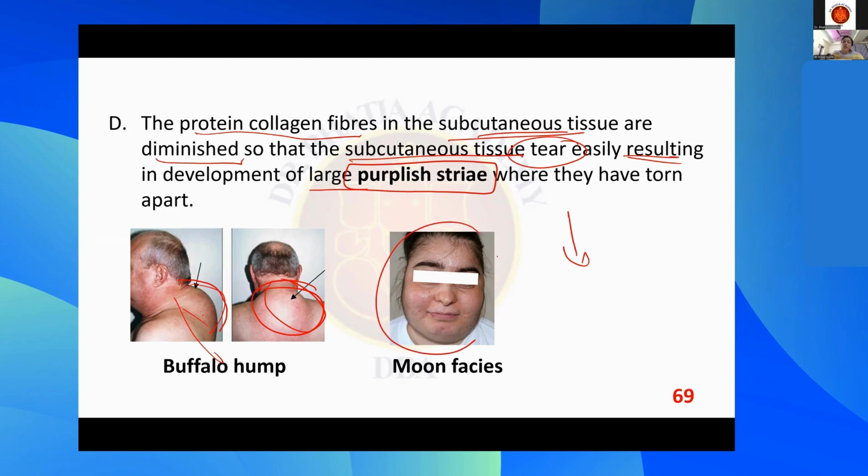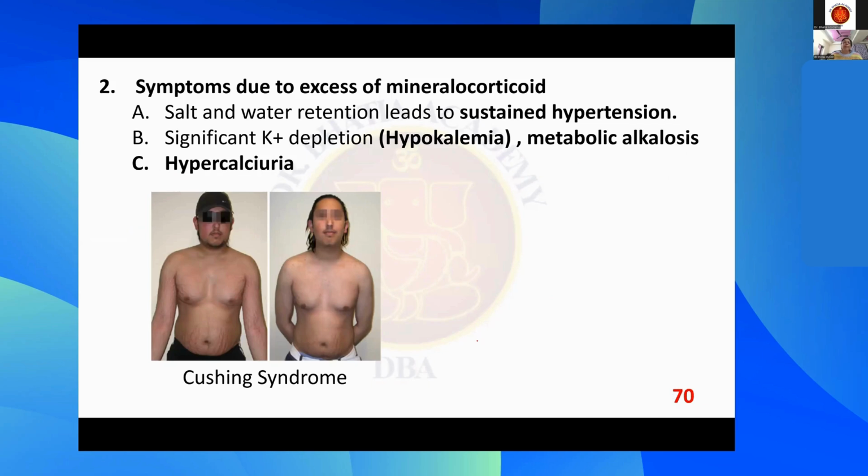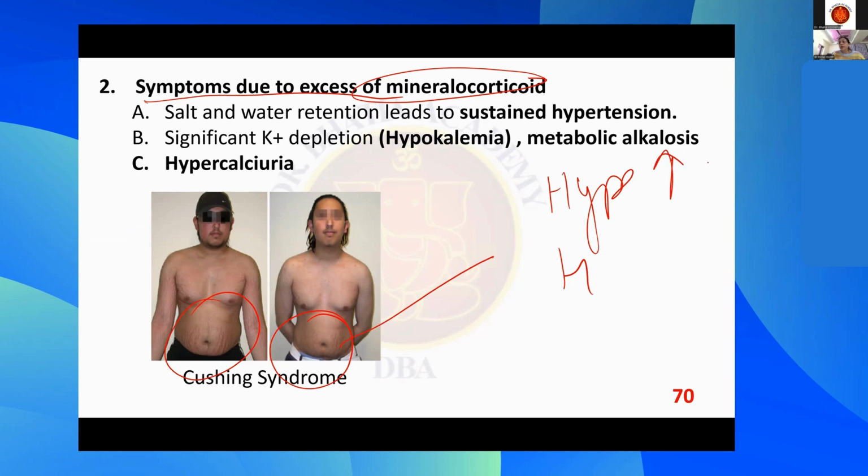Now, these are typical moon facies, the round facies, the steroid facies. These are the purple stria. You can appreciate the purple stria. They are not white, they are purple stria. Symptoms of excessive mineralocorticoids, there will be hypernatremia and hypokalemia. So the sodium absorption will be increased, potassium loss will be increased. So salt and water retention causing hypertension, which is sustained hypertension.